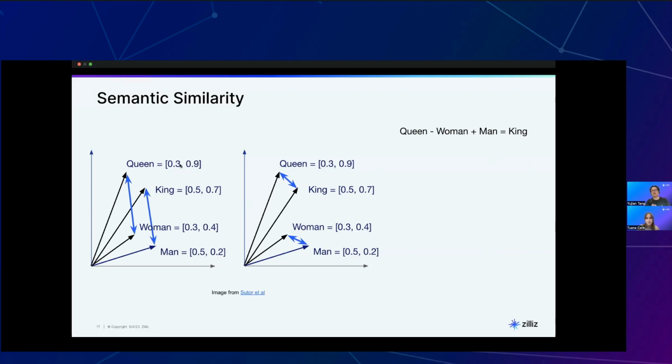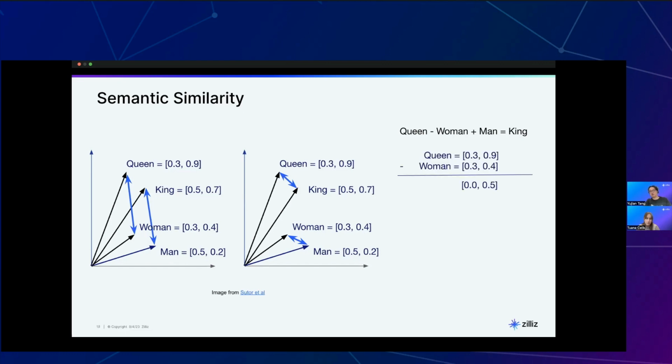Let's take a look at these vectors. Queen is 0.3, 0.9, king is 0.5, 0.7, woman is 0.3, 0.4, man is 0.5, 0.2. You can see that queen and woman have some semantic similarity because they have the same X value. And queen and king have a similar relationship to woman and man because the Y value differs by the same amount. You can also see that king and man have the same semantic similarity on the x-axis because they have the 0.5.